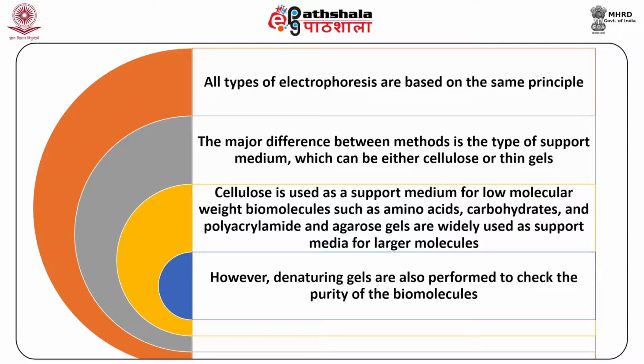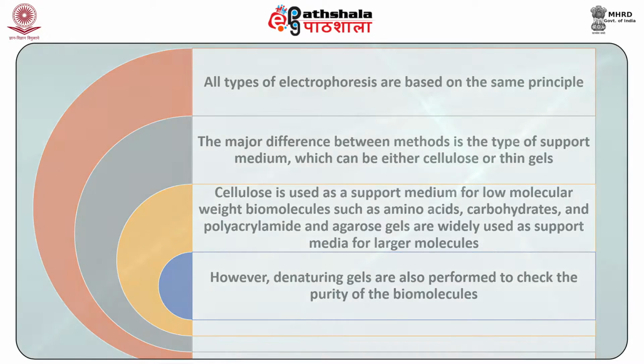All types of electrophoresis are based on the same principle. The major difference between the methods is the type of support medium, which can be either cellulose or thin gels. Cellulose is used as a support medium for low molecular weight biomolecules such as amino acids and carbohydrates, and polyacrylamide and agarose gels are widely used as support media for larger molecules. However, denaturing gels are also performed to check the purity of the biomolecules.